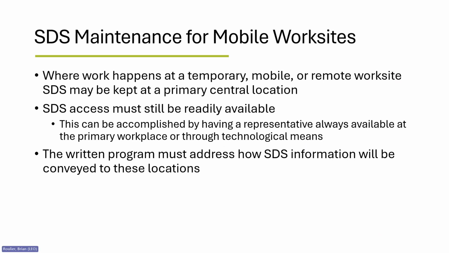For those employees who work at mobile, temporary, or remote work sites, the safety data sheets may be kept at a primary central location, such as the main office or warehouse. If safety data sheets are kept at a central location, employees must still have ready access to the safety data sheets and information. This can be accomplished by having a representative available to handle calls and requests at the central location or through electronic or technological means.